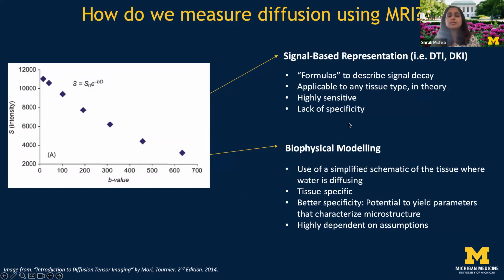But the downside is that this lacks specificity. So if you've heard of diffusion tensor imaging or diffusion kurtosis imaging, those are both signal-based representation strategies.